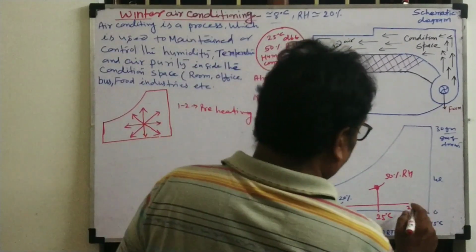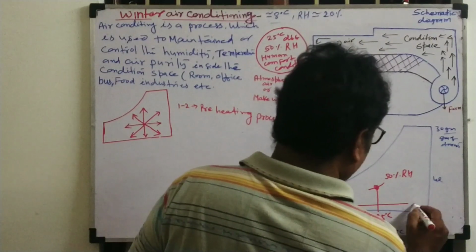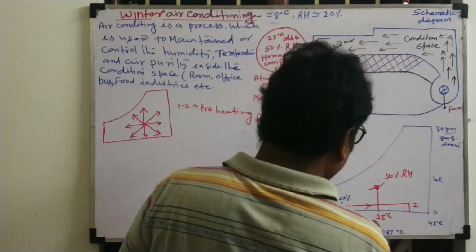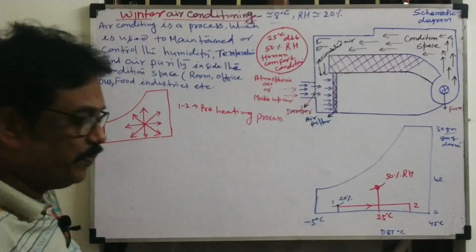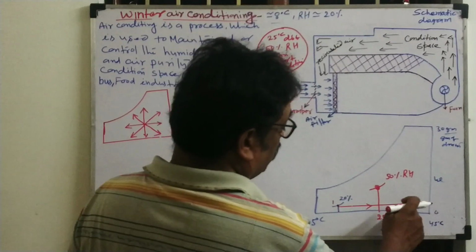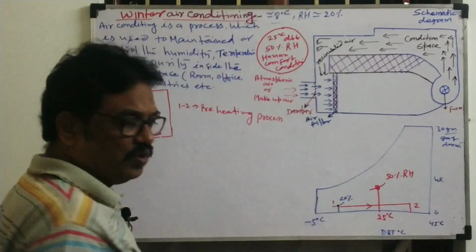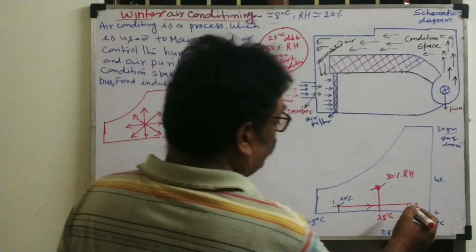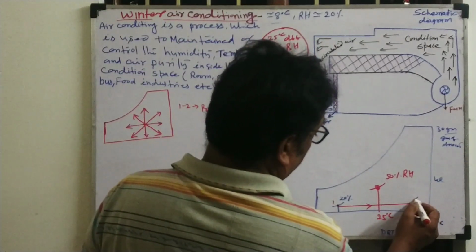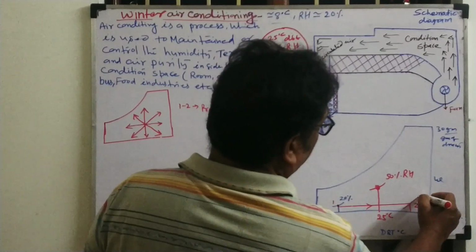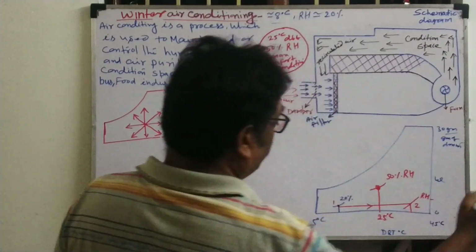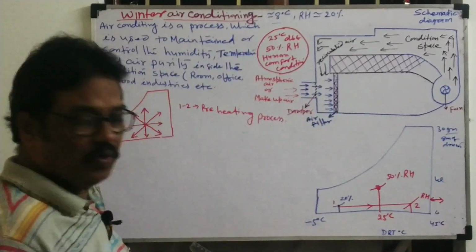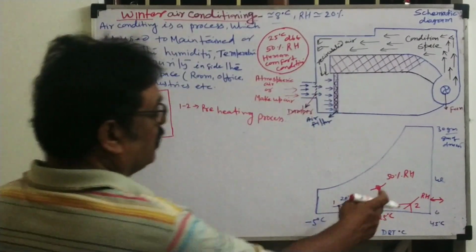During this process, what is happening? You look here, temperature increases beyond our comfort condition. Let us assume some temperature, you will write 35 to 38 approximately. But humidity, RH, will be more or less the same only. That symbol will remain the same, which is not our comfort condition.